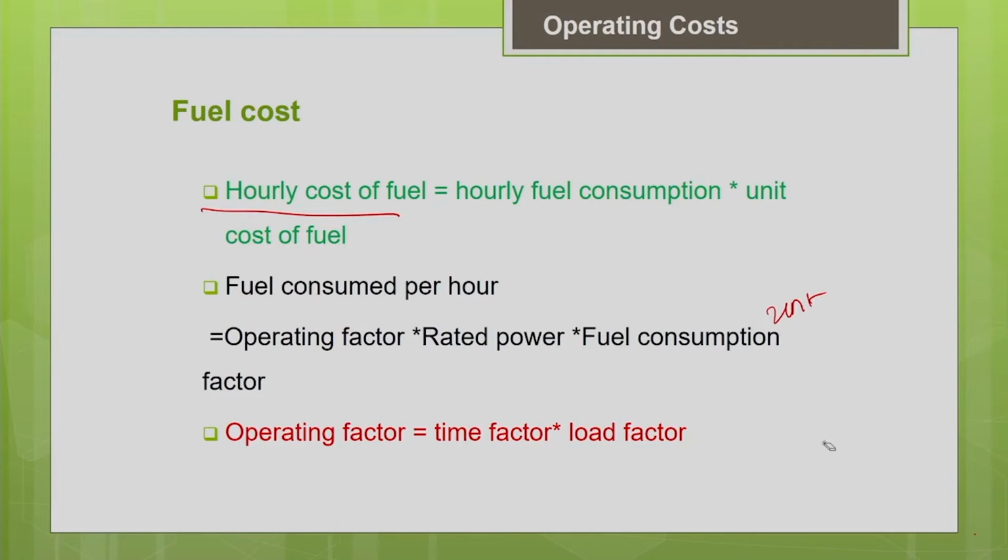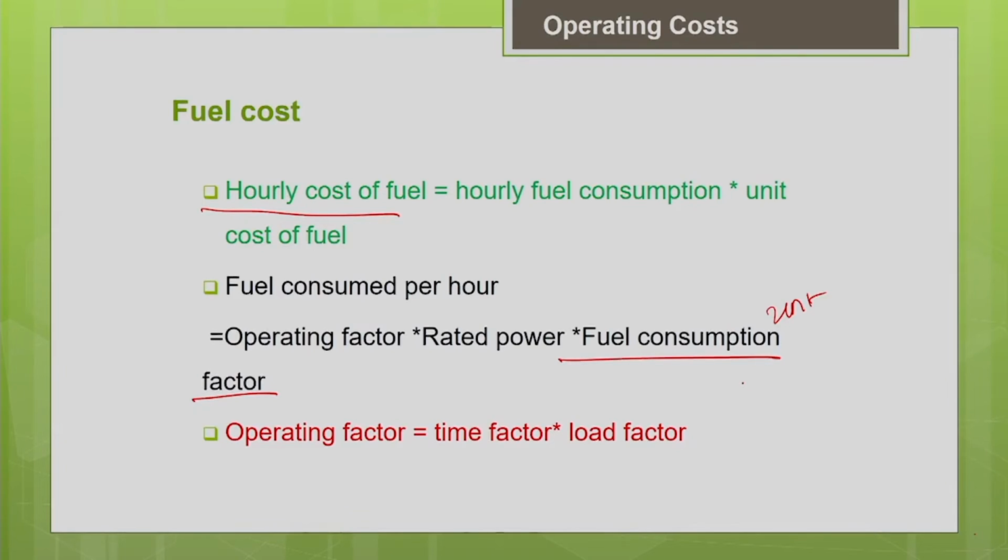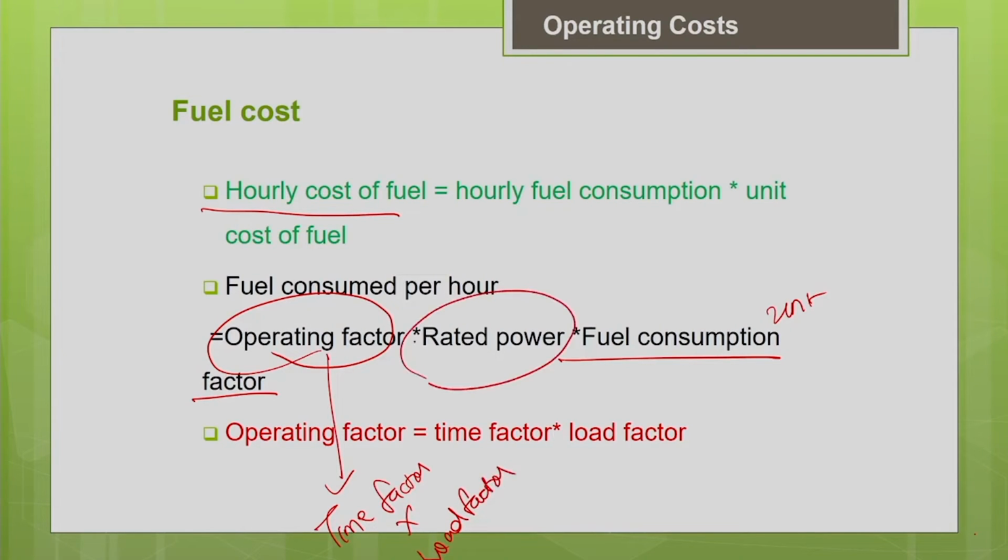So how to find the fuel consumed per hour? You can get the fuel consumption factor from any literature, from the equipment handbook or from any other reliable source. You can take the fuel consumption factor corresponding to the particular type of equipment and project working conditions. Then you have to adjust the fuel consumption factor according to your operating factor. The operating factor is nothing but your time factor multiplied by load factor. So according to your project condition, you adjust it, and according to the horsepower of your machine. Greater the horsepower, obviously your fuel consumption will be more.